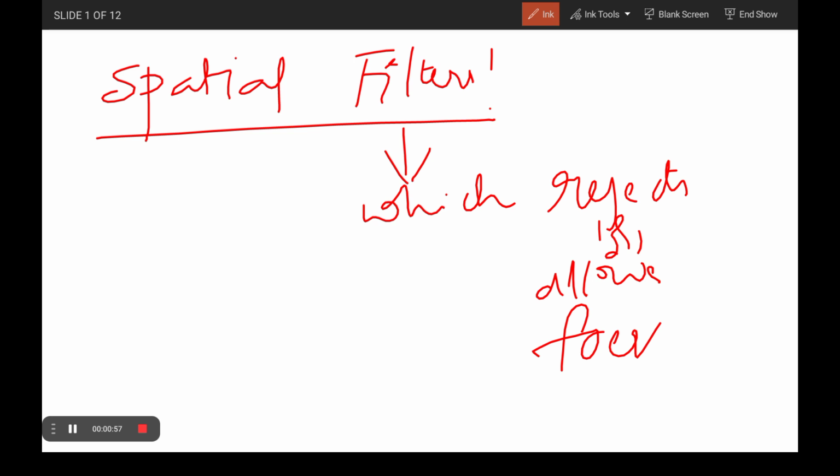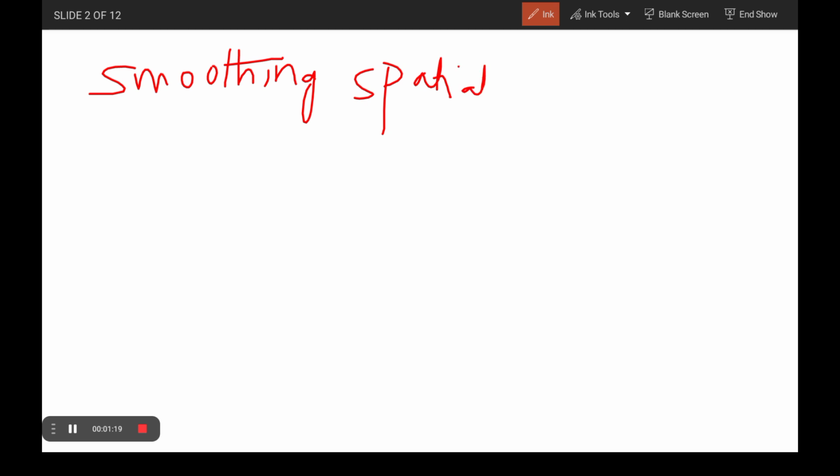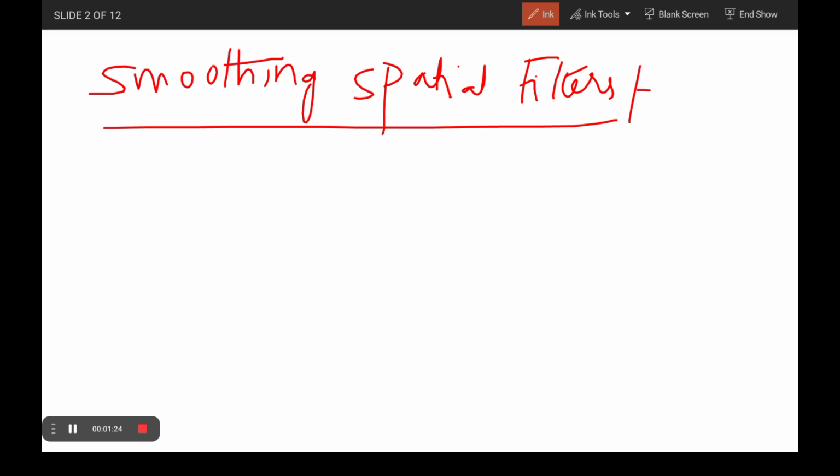Likewise, in the spatial domain also, some filters are there. Those filters are generally called smoothing spatial filters. A smoothing spatial filter is also simply called an average filter.